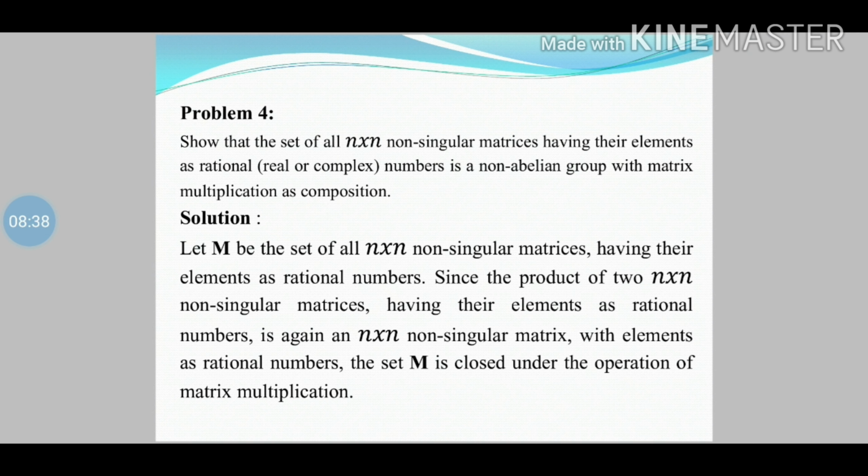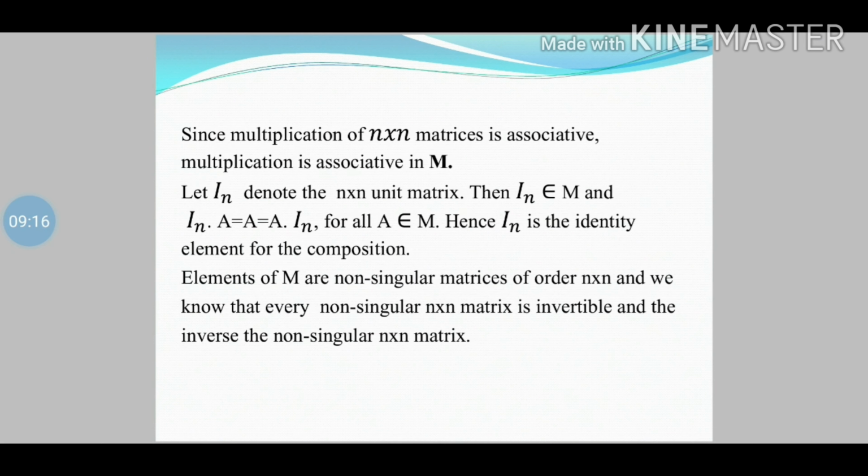Problem number 4. In this problem, we consider the set of all n by n non-singular matrices having their elements as rational numbers. Now we want to show that this is a non-abelian group with matrix multiplication. So here M is the set of all n by n non-singular matrices, and the entries of the matrices are rational numbers. And we know that the product of any two n by n non-singular matrices is non-singular. So M is closed under the operation multiplication.